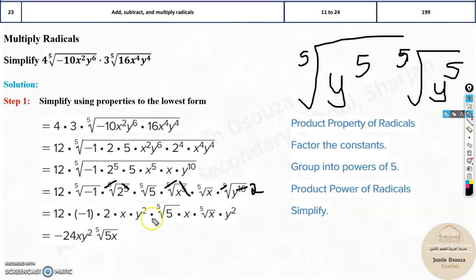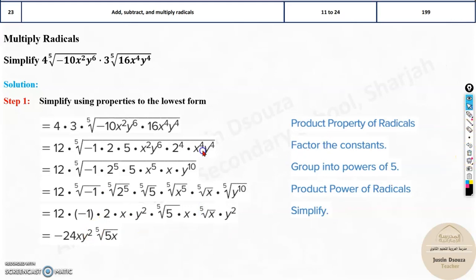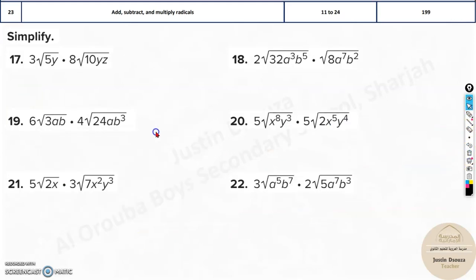Basically, all the numbers are multiplied. You can use your calculator over here. Minus 12 times 2 is 24, and here you have x and y squared, and what is remaining inside the radical? It's your 5 and the x, so it is 5x. That is the answer. So similarly, you can try other problems. You can use your calculator at times just to verify, but do the steps.